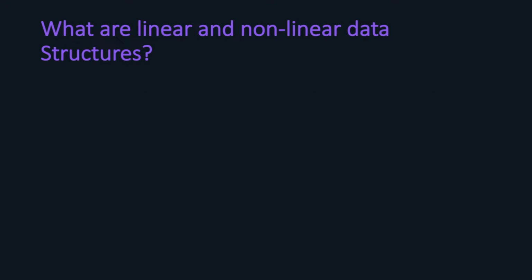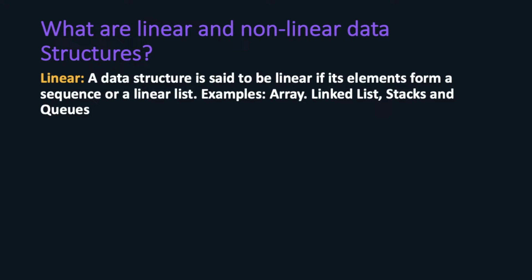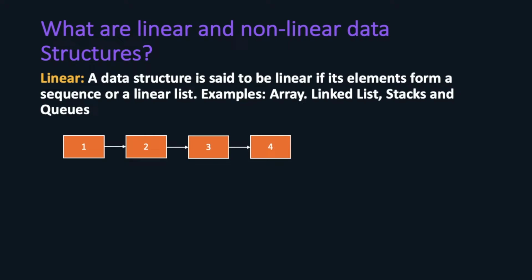The next question is, what are linear and non-linear data structures? A data structure is said to be linear if its elements are in the form of a sequence or a linear linked list. So the elements need to be in the form of a linear sequence. Examples of linear data structures are array, linked list, stack and queues. If we see the example of a linear data structure, we can see this is in the form of an array in which all the elements are in the form of a sequence.